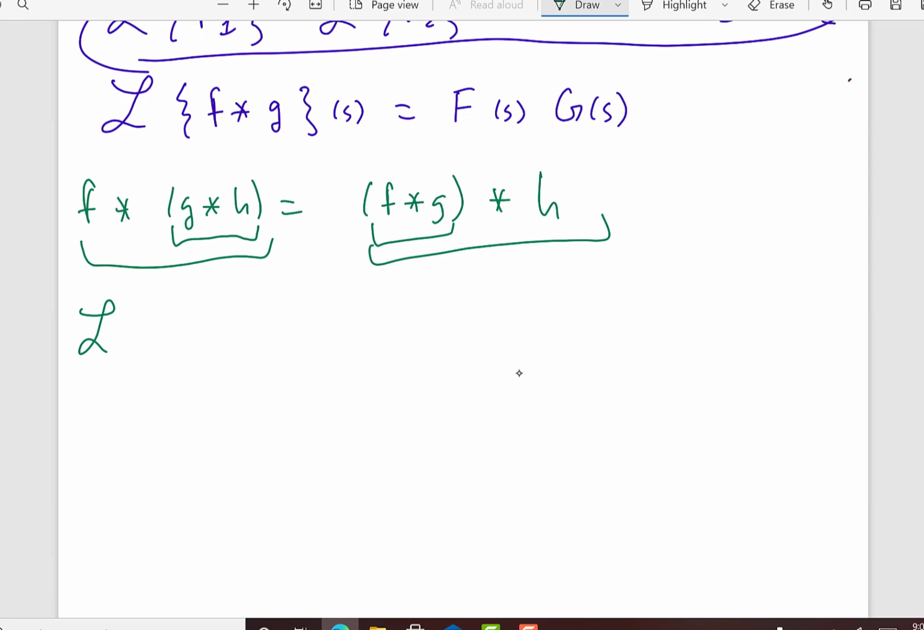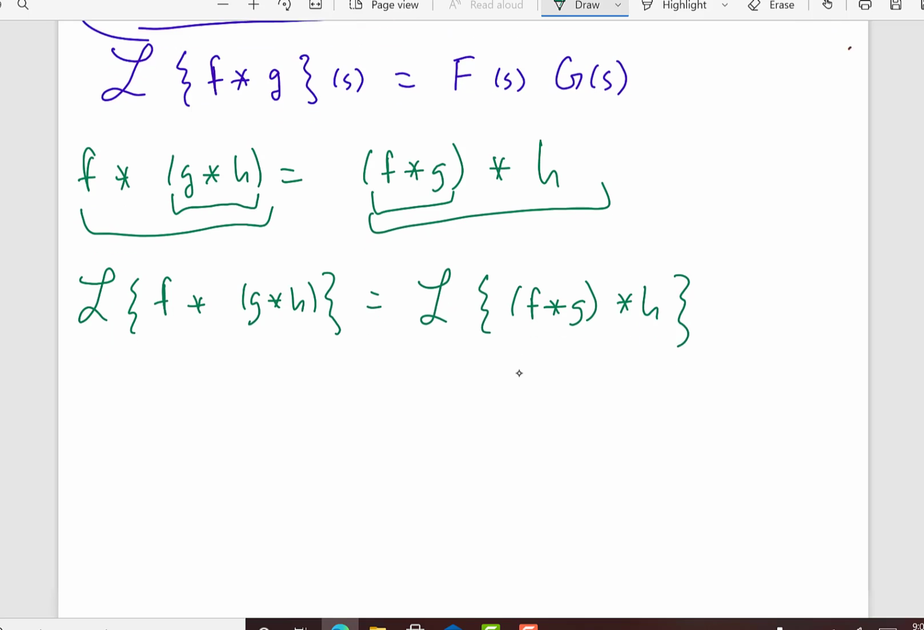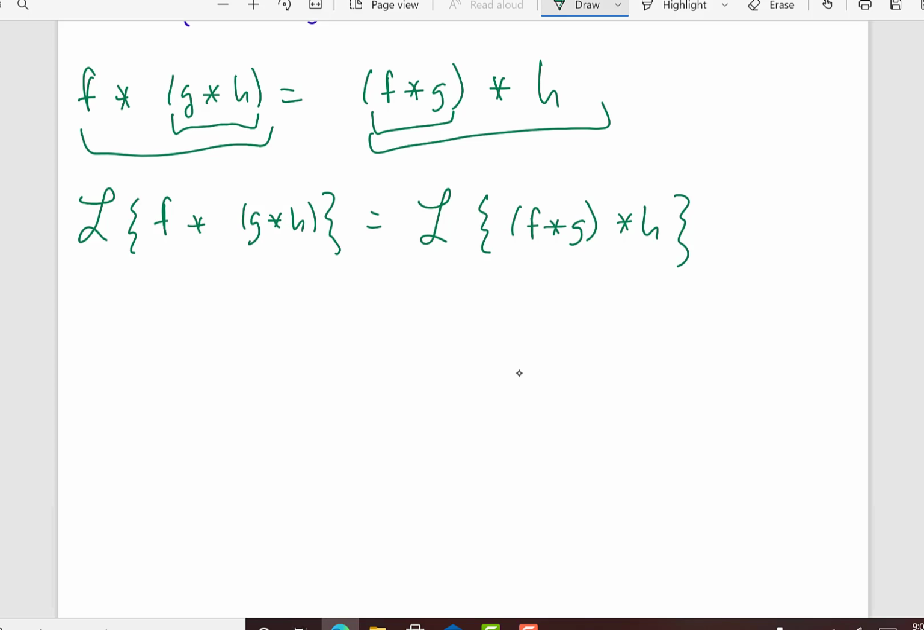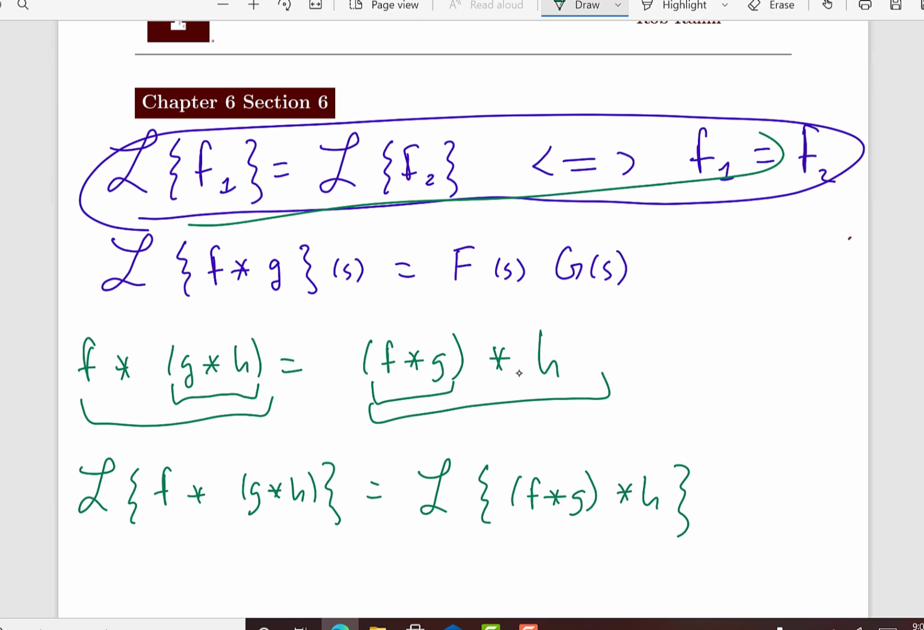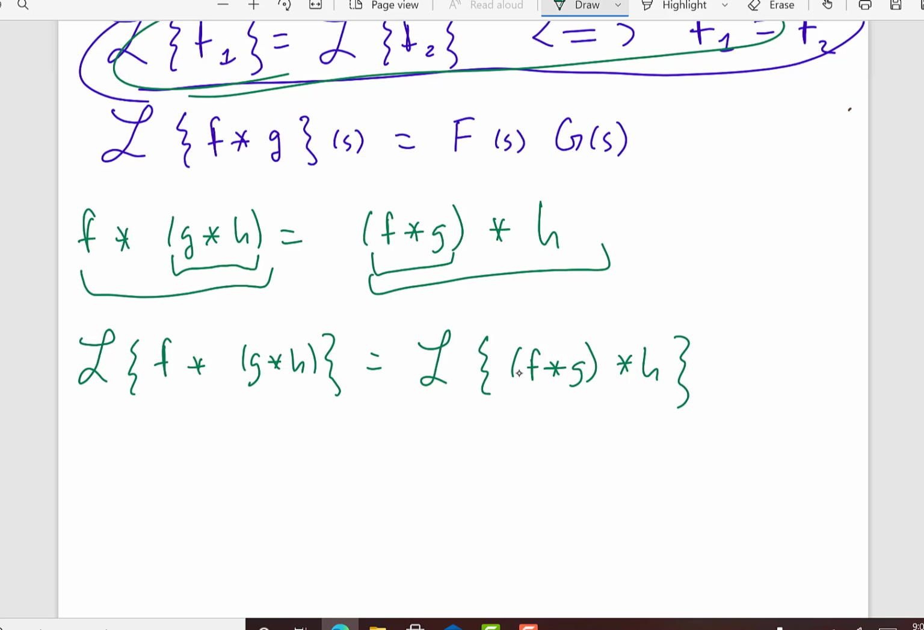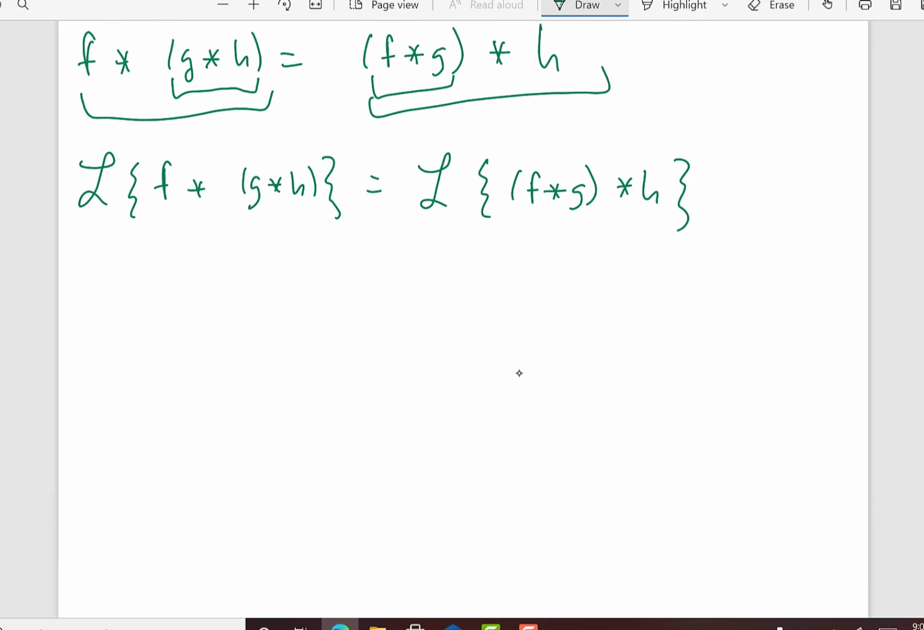In particular, we're going to show that the Laplace transform of f convolved with g convolved with h is equal to the Laplace transform of f convolved with g convolved with h, with the parentheses placed differently. Okay, and that's going to allow us, again using the top fact here, to prove that the two functions are equal. Okay, so how are we going to do this?